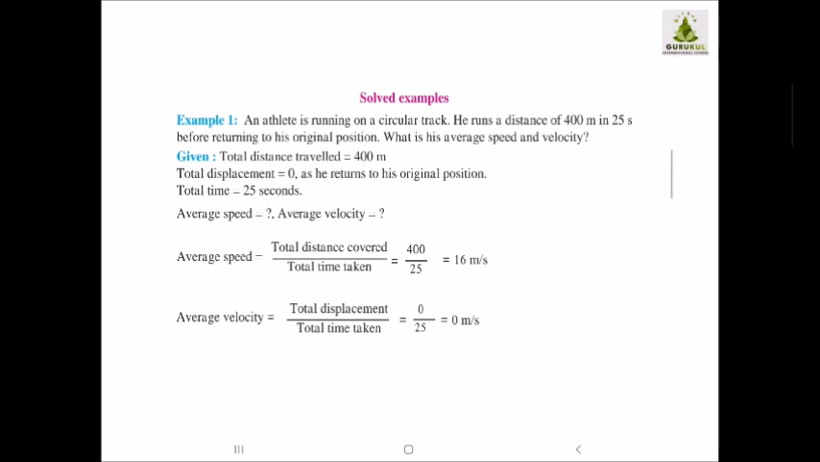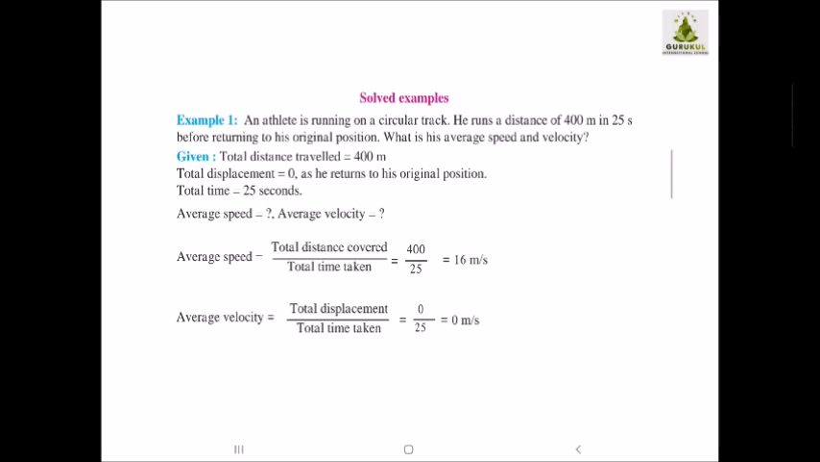So the distance traveled is 400 meters. Displacement is 0 as the person is returning to his original position. And total time is 25 seconds. So now what is the average speed? The formula for speed is distance upon time. Total distance covered upon total time taken. So 400 divided by 25. Your answer is 16 meter per second.